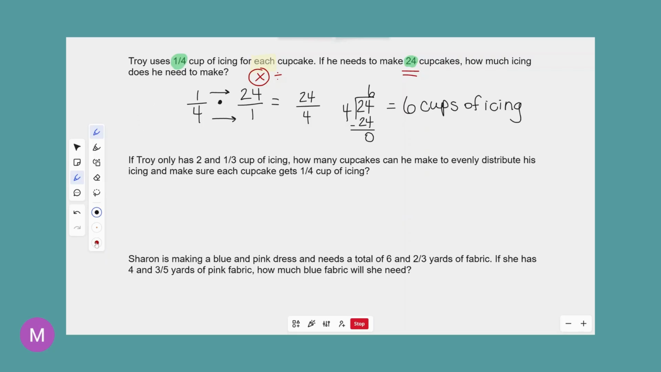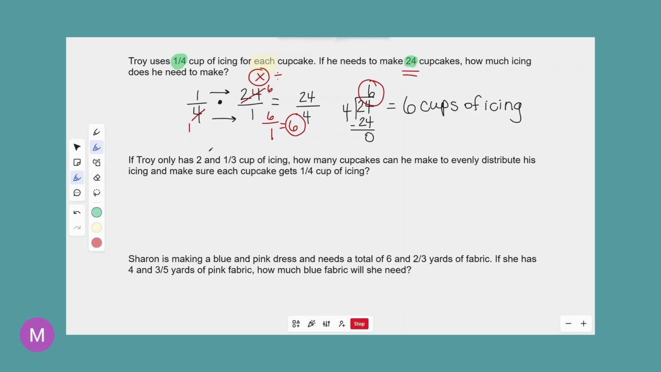Now, if you wanted to see that quick cross simplification, I'm going to show you here. We see that if you look across, 4 does go into 4, and you can pull out 4 from each. So 24 divided by 4 is 6. 4 divided by 4 is 1. And so now when you multiply, it's 1 times 6 and 1 times 1, which we see is 6. So you get the same answer. All right, let's look at the next problem.